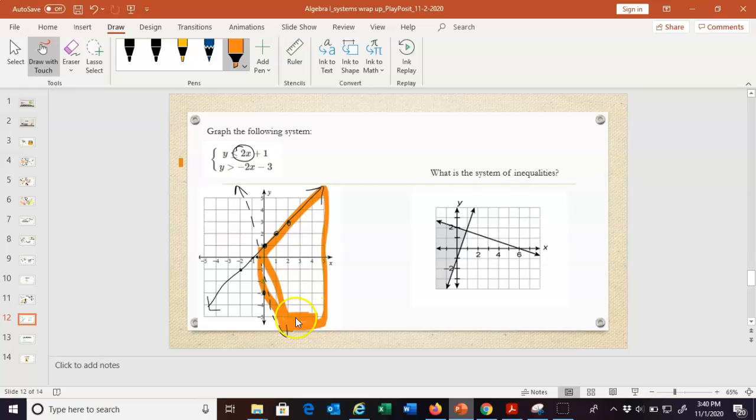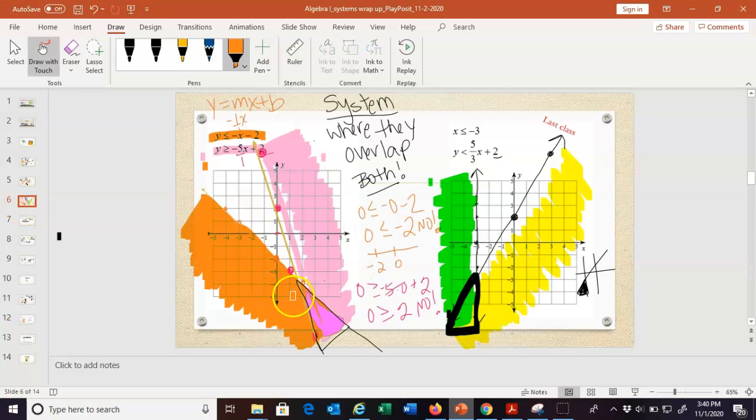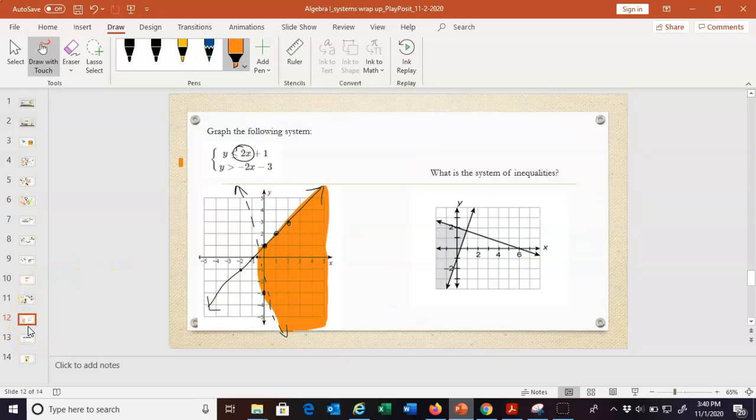On the SOL, they might have a question like this and ask you to shade the solution. So make sure you're shading only the area where they would overlap. I know that on our pictures that we did earlier, I showed you both because I wanted you to see. Remember, we showed each individual and then we looked at where they overlapped. So just read the question carefully. They might want you to shade everything, or they might want you to shade just where they overlap, like in here.